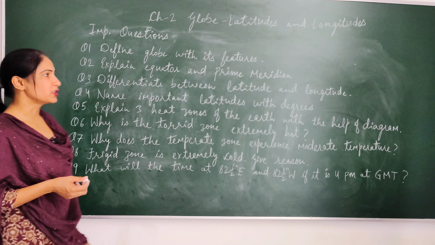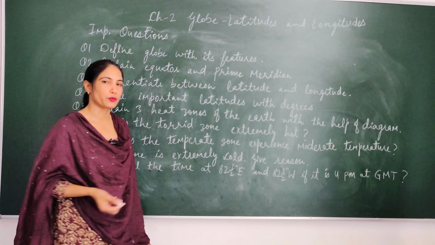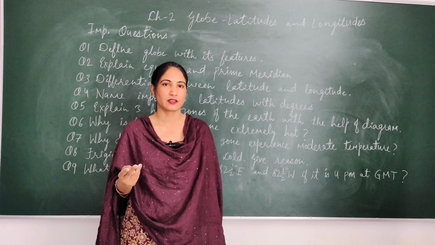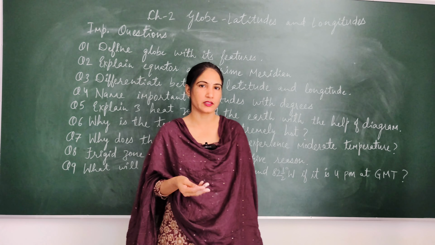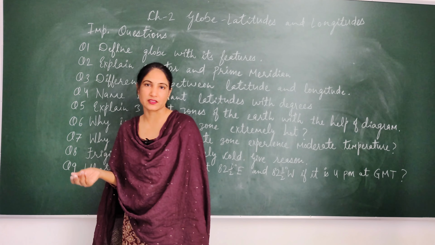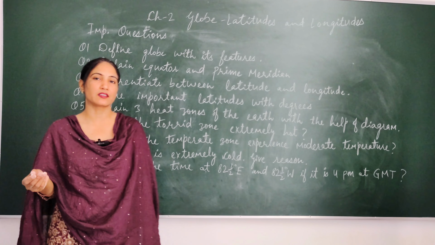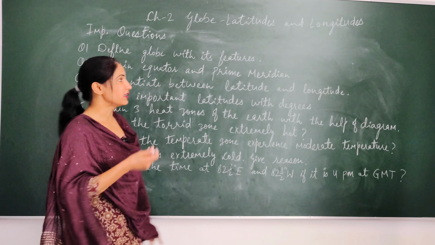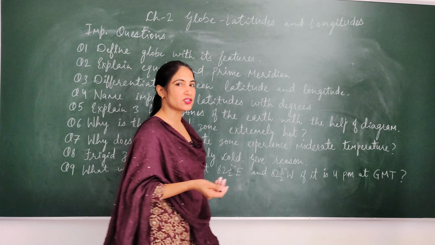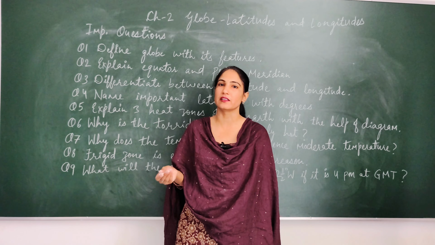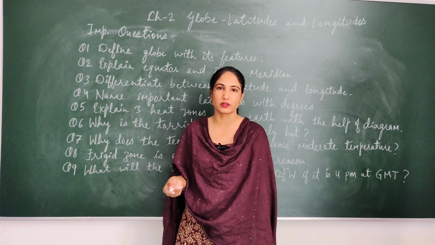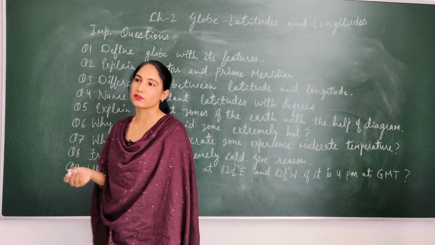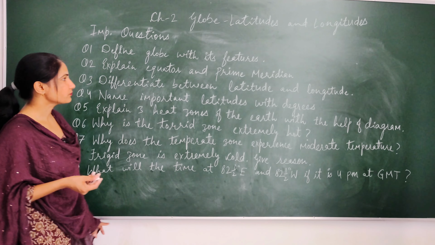Second question is explain equator and prime meridian. As we all know, equator is the largest latitude that divides the earth into two equal parts. Second point, it is located at 0 degree. Third point, it is the longest latitude. Fourth, it divides the earth into two hemispheres, northern and southern hemisphere. Next is prime meridian. Prime meridian is also an imaginary line. It is a vertical line running from North Pole to South Pole. It is located at 0 degree. It is passing through Greenwich near London.